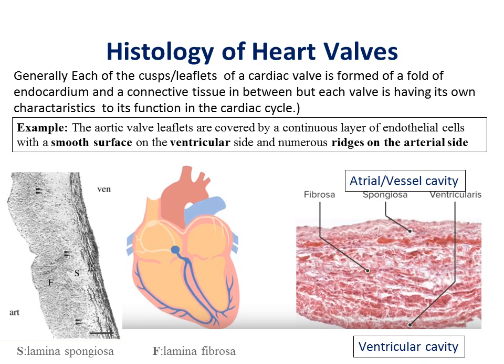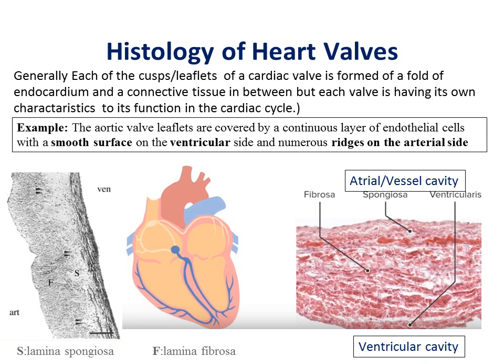It could be different from one valve to another, but each valve, by the way, has its own characteristics related to its function in the cardiac cycle. Like, we know that the semilunar valves do not have chordae tendineae, but the atrioventricular valves have the chordae tendineae attached to the cardiac muscle through the papillary muscles. There are some collagen fibers. The attachment to the fibrous skeleton of the heart makes a difference from one valve to another.